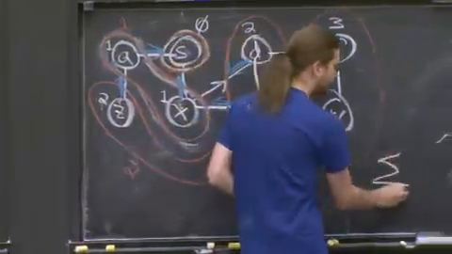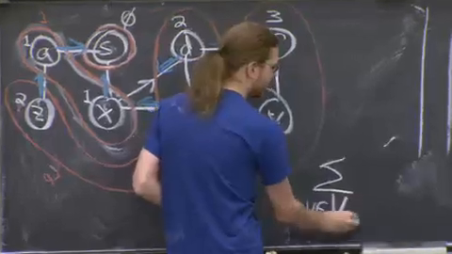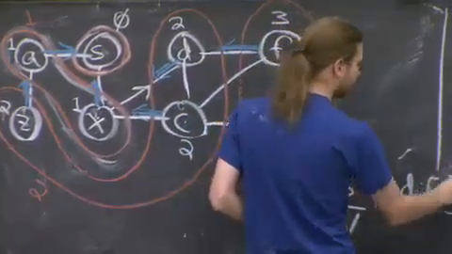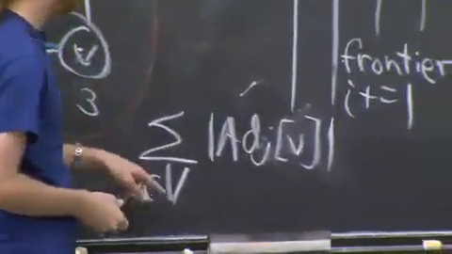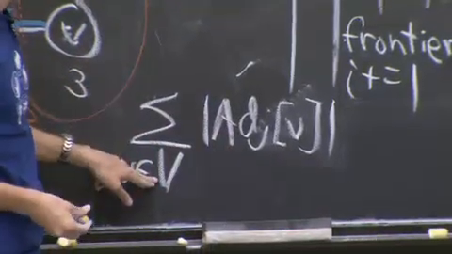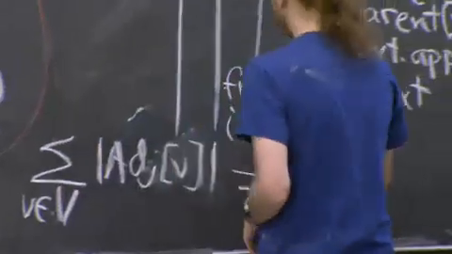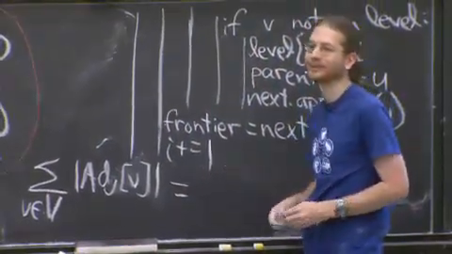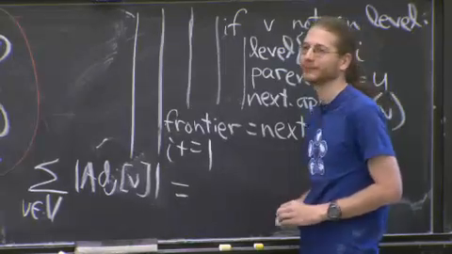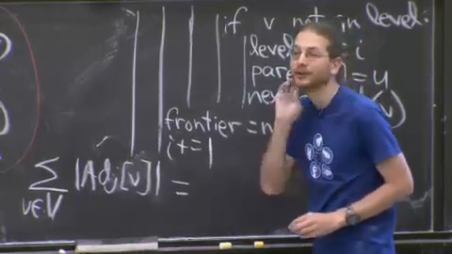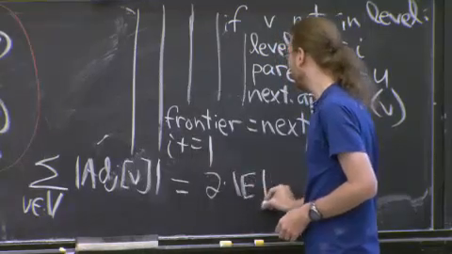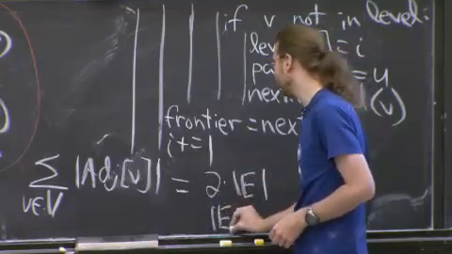So the total running time is going to be the sum over all vertices of the size of the adjacency list of V. This is the number of neighbors that V has. And this is going to be, answer? Twice the number of edges for undirected graphs. It's going to be the number of edges for directed graphs.